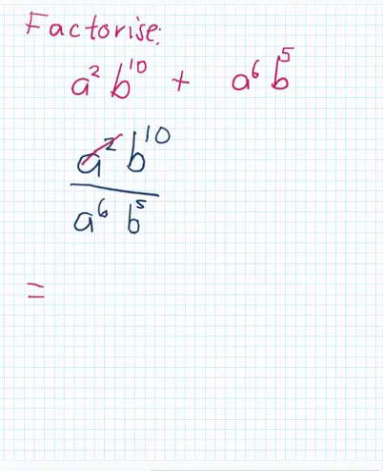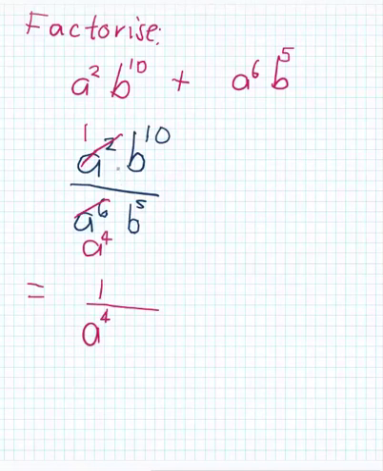Now, we know it's really a 1, so I'll show that 1. And 6 take away 2, I'm left with 4 A's, or A to the power of 4. So I'll just get this ready, and my leftover is A to the power of 4 on the bottom, and on top my leftover is 1. And I know that there is times in between everything, just to remind myself that.